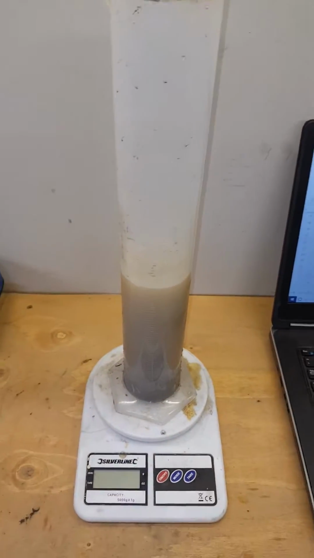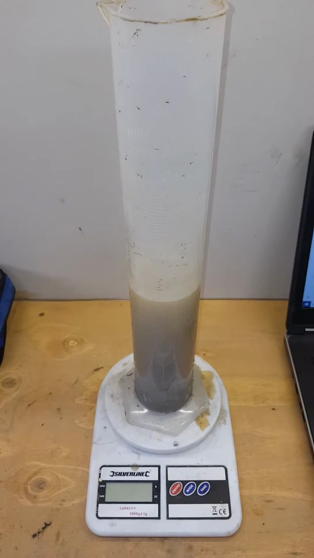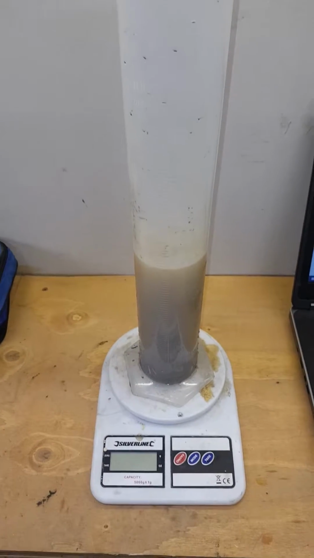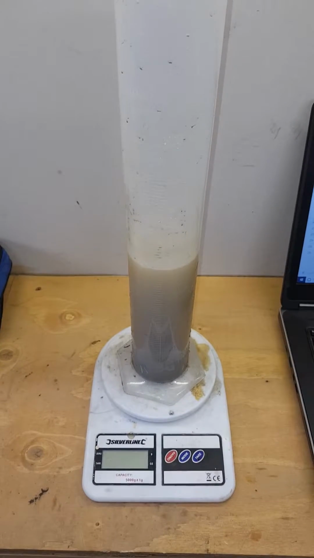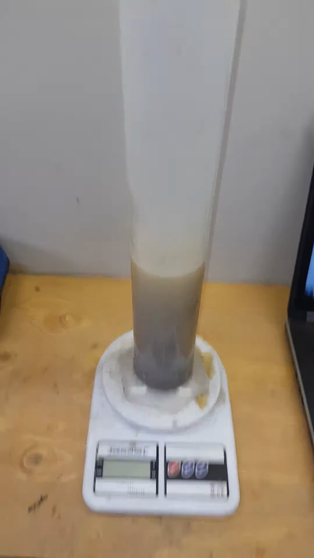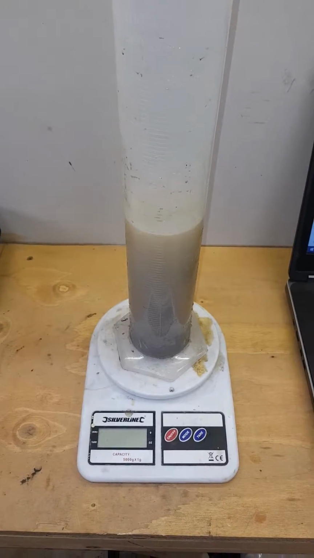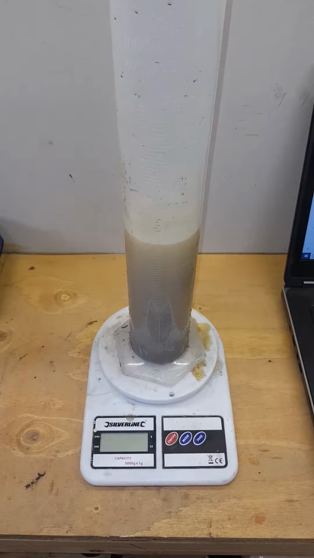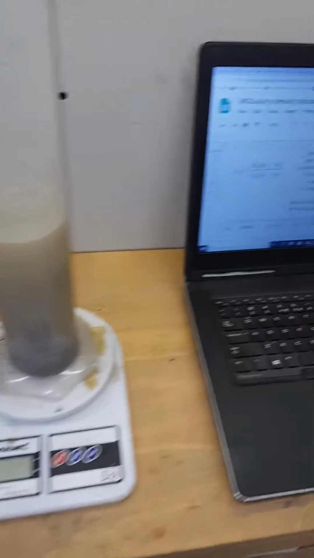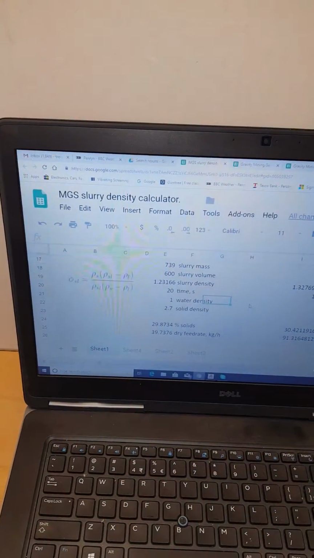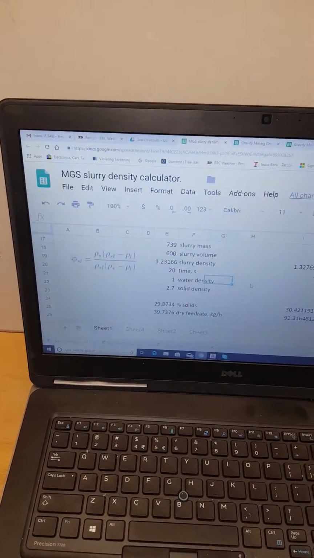So what we do is, it's fairly simple. We take a measuring jug, we take a timed sample, usually around 20 seconds, 30 seconds, and then we weigh the wet sample, and then we take the volume of the wet sample, we type it into our MGS slurry density calculator, and pump in the numbers.